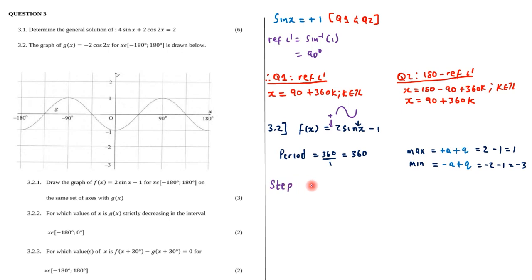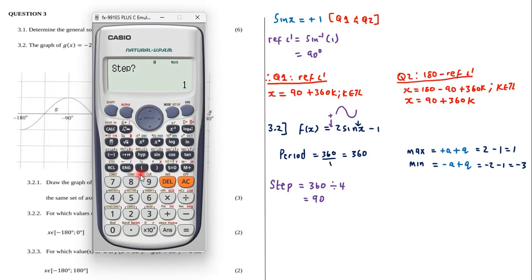In order for you to calculate the step, you take the period and divide it by 4. In this case we're getting 90, and from there you will then say 90. There you go. All right. So now what is happening here? It's helping you by telling you that when the x value is minus 180, its y value is going to be minus 1.